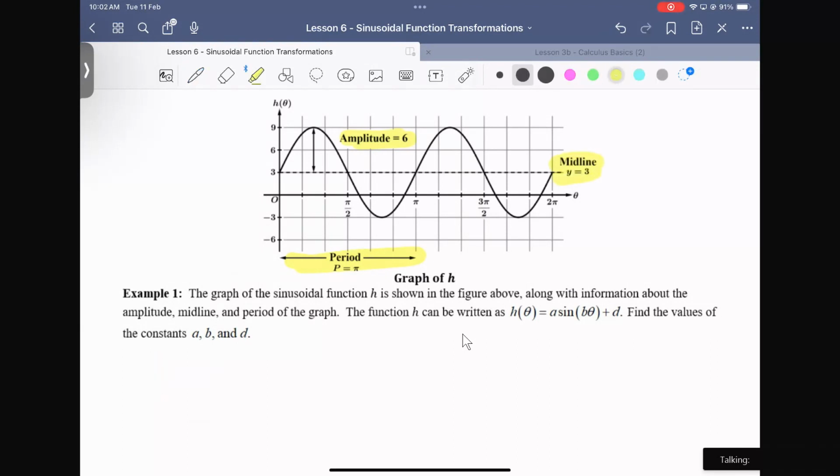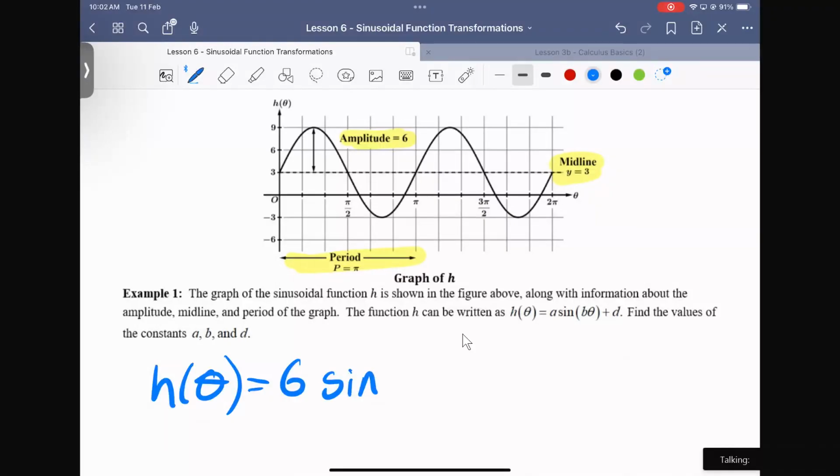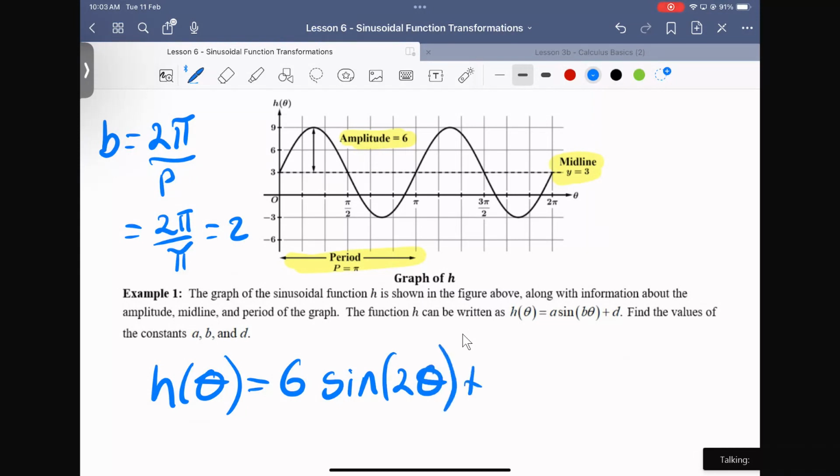Sorry, the midline's here. We want h of theta. Now the amplitude is going to be 6, so A is equal to 6. Our period is going to be pi, so we need the period. B is equal to 2 pi over the period. So that's going to be 2 pi over pi, so B is going to be equal to 2. So we're going to get 2 theta. And then the midline is going to be plus 3.